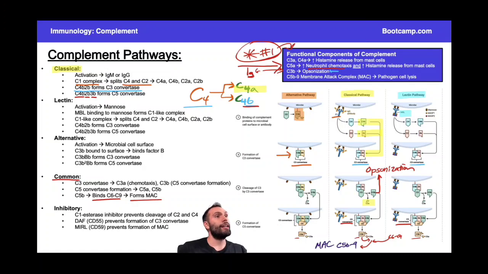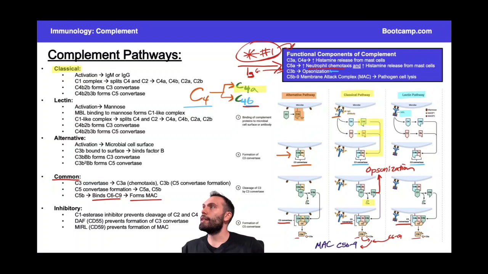So again, after those first initial steps, everything beyond the C3 convertase is the same once again. So if you understand everything beyond the C3 convertase, you can understand each of these pathways. It's just that the first step is a little different. So let's just go through the text here just to hammer this home.